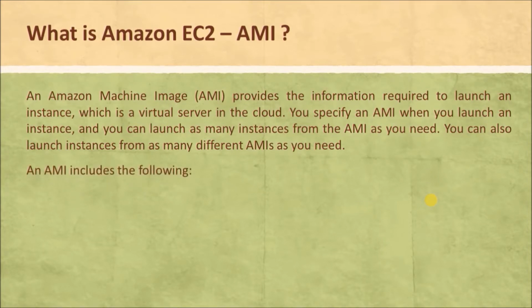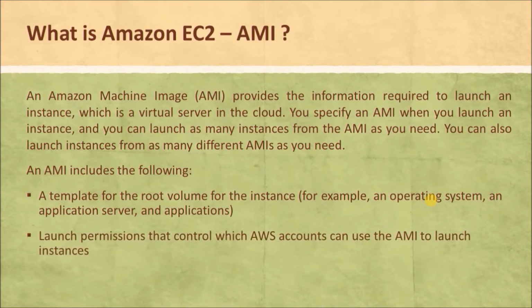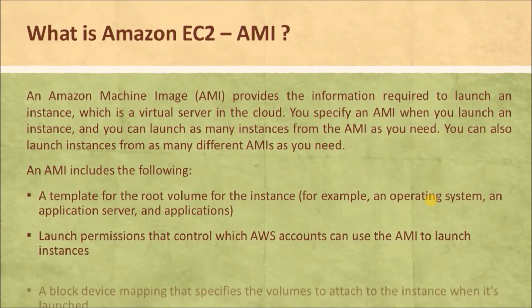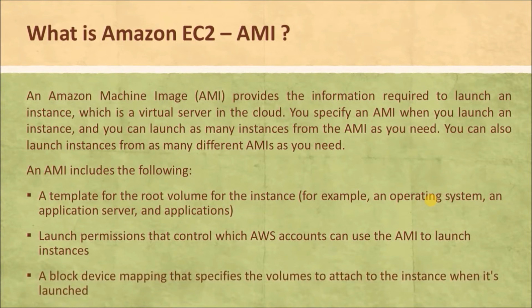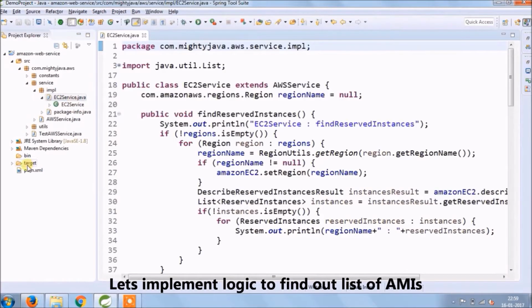An AMI includes the following: a template for the root volume for the instance, for example, an operating system, an application server, and applications. Launch permissions that control which AWS accounts can use the AMI to launch instances. A block device mapping that specifies the volumes to attach to the instance when it's launched. Let's implement logic to find a list of AMIs.